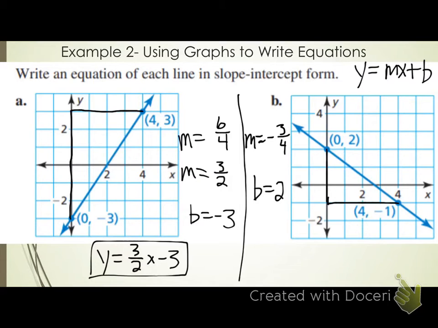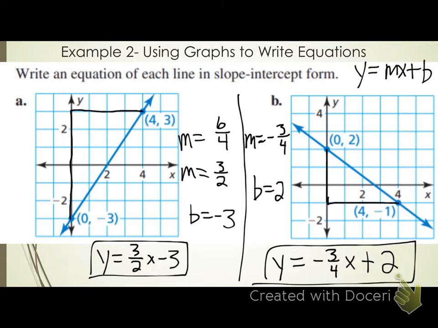Okay, what two things do I need in order to write an equation in slope-intercept form? Y-intercept and slope. Do I have a slope? Yes. Do I have a y-intercept? Yes. Now I can build the equation. Someone raise your hand and tell me the equation. Y equals -3/4 x plus 2, yep. Very good.